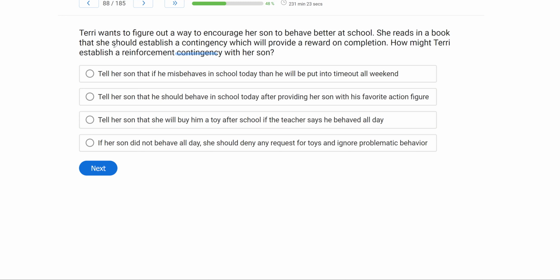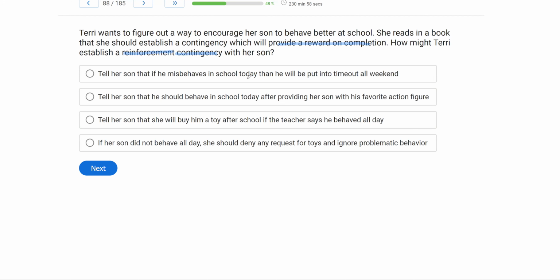The little wrinkle here is we want a reinforcement contingency. And you want to be careful about this on your exam, where easy questions might have a small wrinkle, which is testing that you're reading carefully, right? Because we can set up punishment contingencies too, but we want a reinforcement contingency. And Terry wants to use a contingency that will provide a reward. So how will Terry do that?